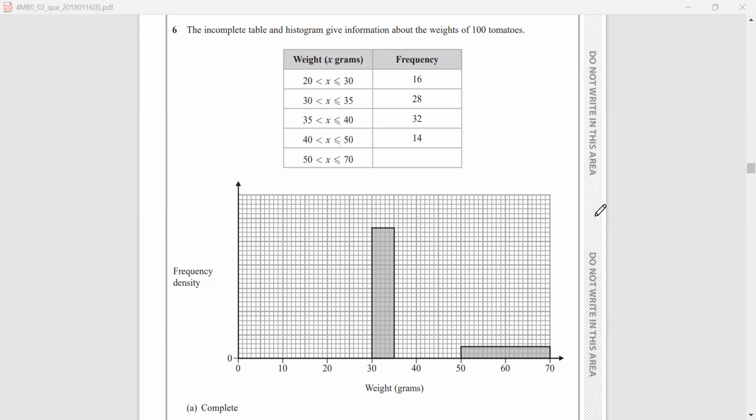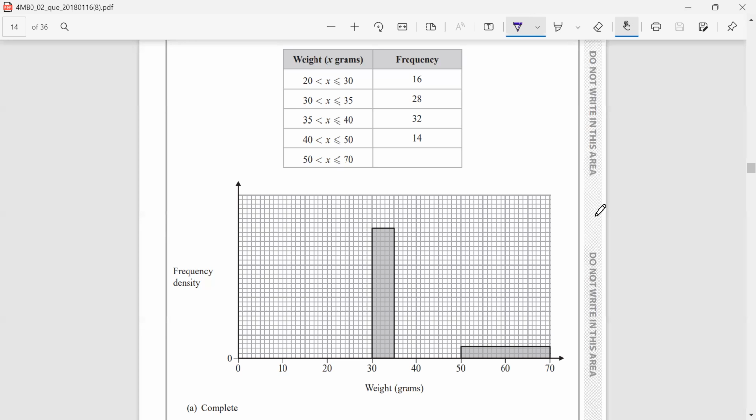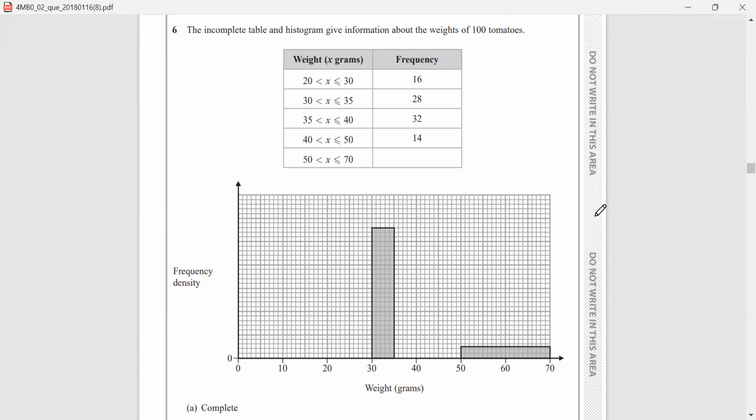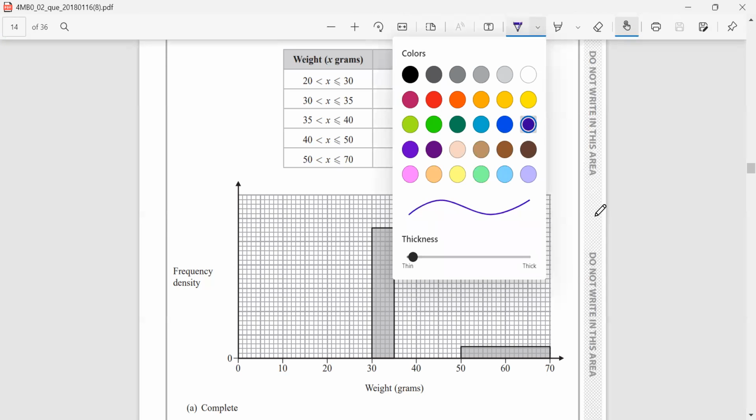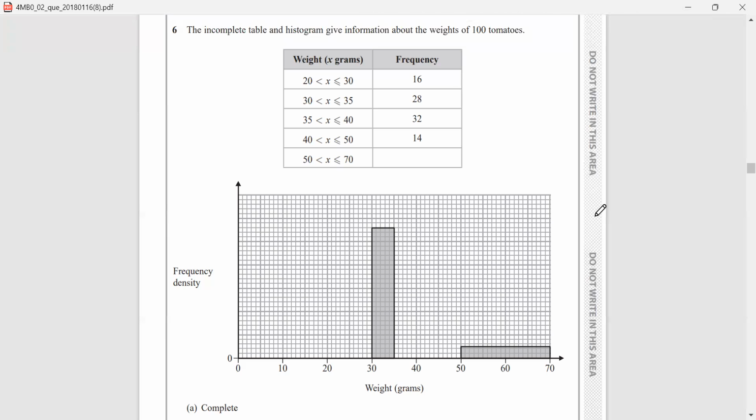So we have an incomplete table. The weights of 100 tomatoes are given here. The last row is incomplete, we can see. The total number of tomatoes is 100. So 16 plus 28 plus 32 plus 14 is giving us 90. So the last row frequency will be 10.